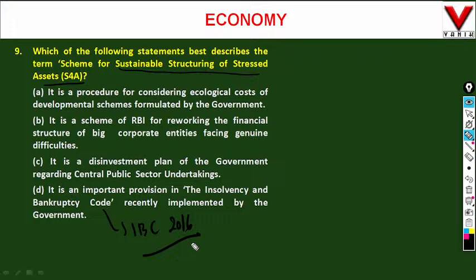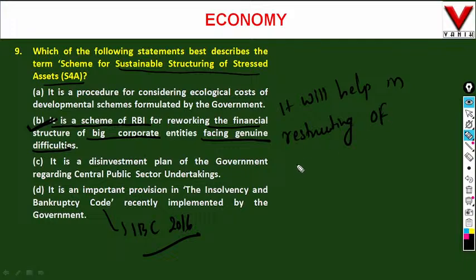What will be the answer, my friends? S4A is a scheme of RBI for reworking the financial structure of big corporate entities facing genuine difficulties. It will help in restructuring of corporate loans.